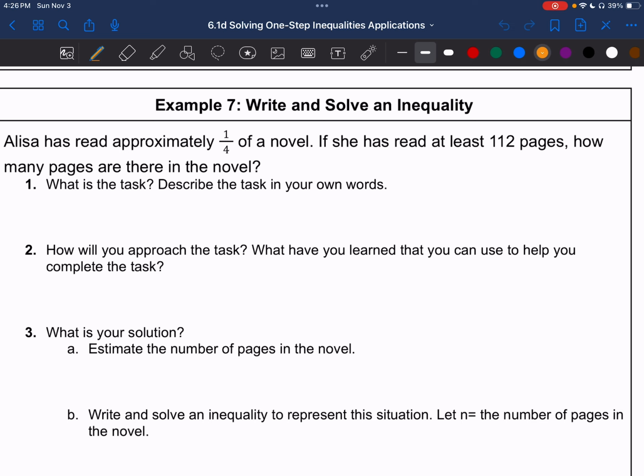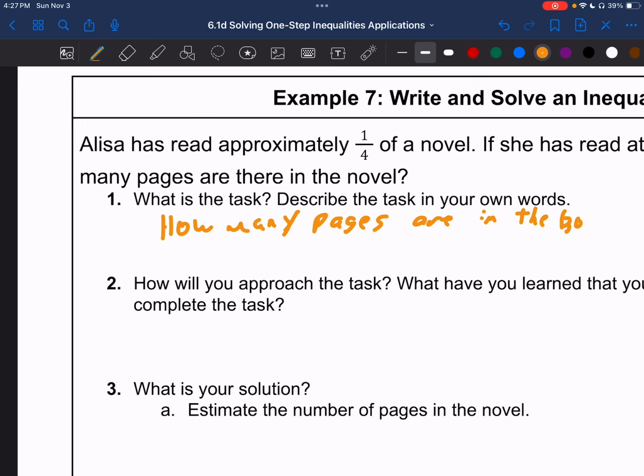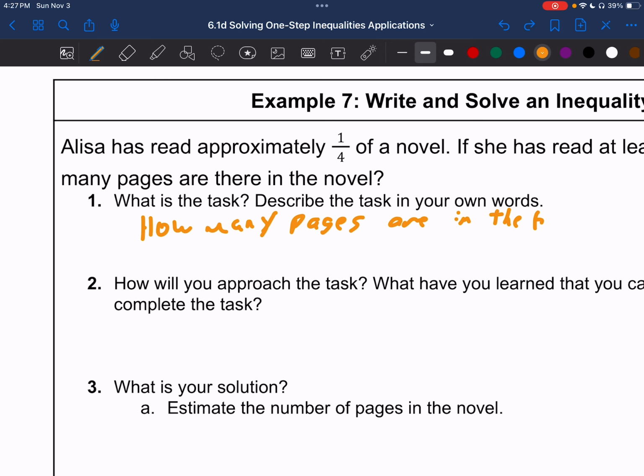The first thing that we always want to do with these word problems is figure out what is the task that we are being asked to do. We're going to describe it in our own words. In my words, it's how many pages are in the book? How many pages do we have in the book?